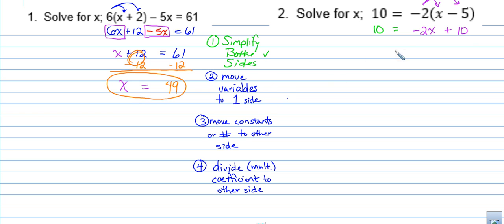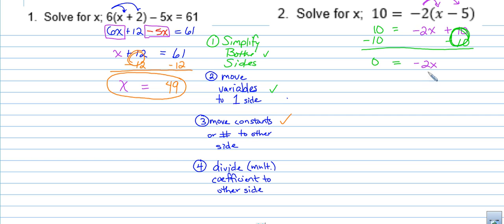Step 2, move variables to one side. Well, there's only one set of variables, so that's check. Next one, move constants to the other side. Well, a constant is the number, and notice how the x has a constant next to it. We need to move that to the other side. Well, it says add 10, so we will subtract 10. And minus 10 from both sides. 10 minus 10 is 0. Negative 2x will come down. And then 10 minus 10 is 0 again, and it cancels out. Since we already have something here, we don't have to write it. Okay? So then, we're done with that step.